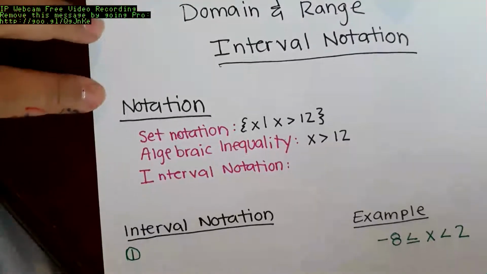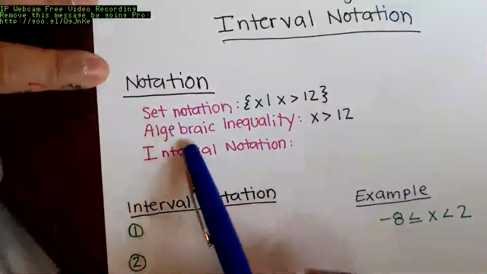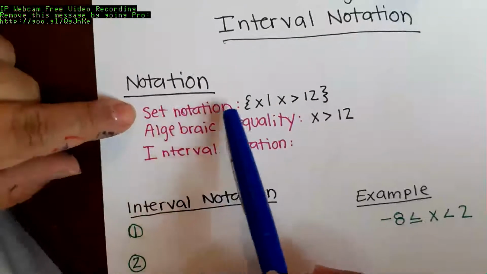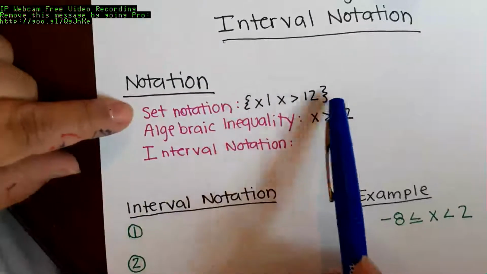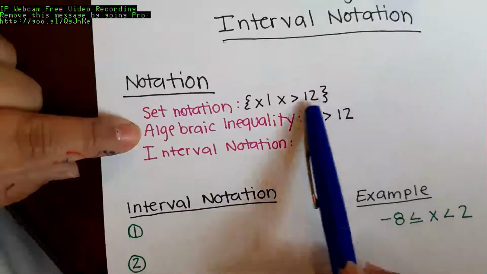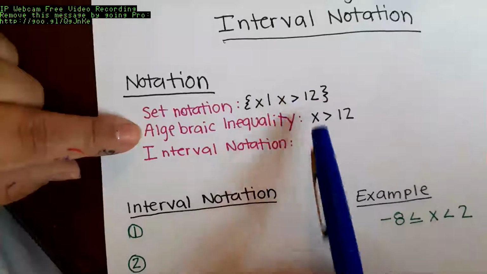So this one is interval notation. And here's just a recap of what we've gone over. So we've gone over set notation. Remember, sets have the curly braces. Algebraic inequality. This is just using the inequality part of our set notation.